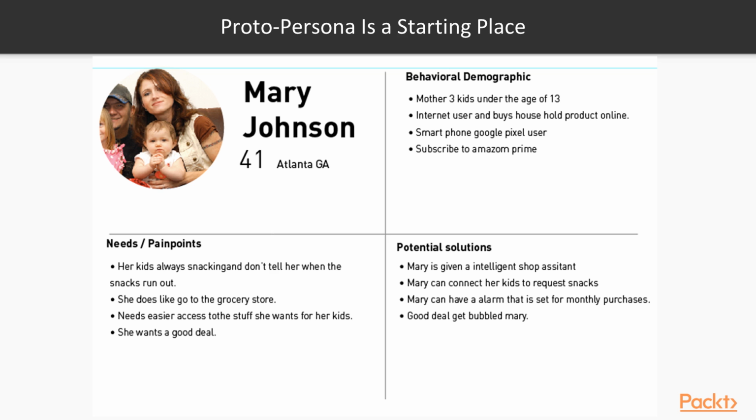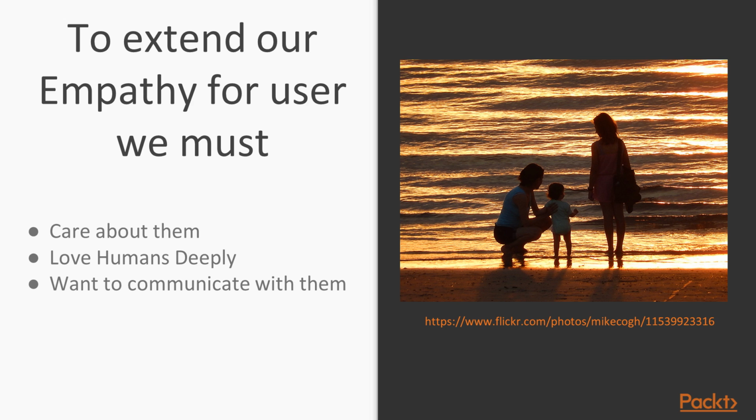We talked about this woman, Mary Johnson. She has 3 kids under the age of 13. She uses the internet and buys household products. Her kids are always snacking and don't tell her when she goes to the grocery store. She needs access to stuff, and so on. Now, for us, when we start to get a sense of who that person is, that person was invented by us, but we could go out and we could really start to care about Mary and why caring for her is important for what we design.